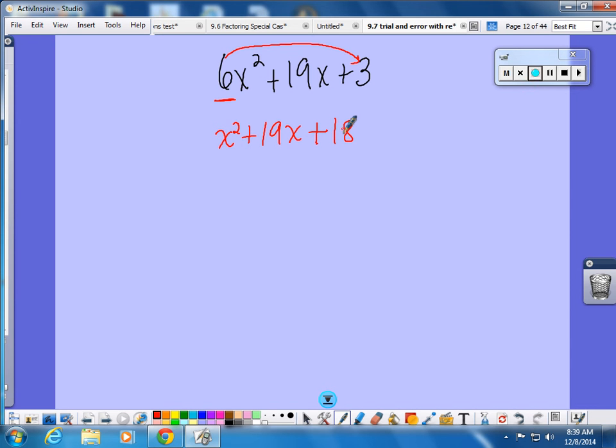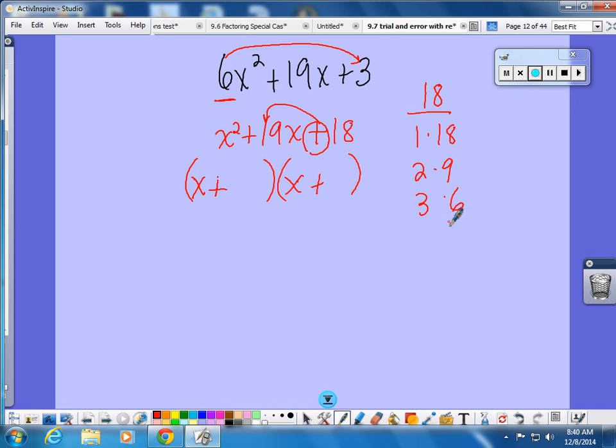But don't worry about it, because remember I'm going to undo it in just a moment. Mathematically, we're going to undo that multiplication. What goes here and here? X. What about my signs? They're both plus. This tells me like signs. Factors of 18 that I would add to give me 19? Oh, yeah, 18 it is.